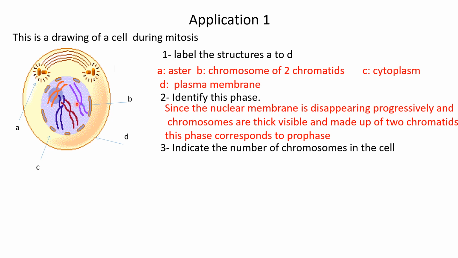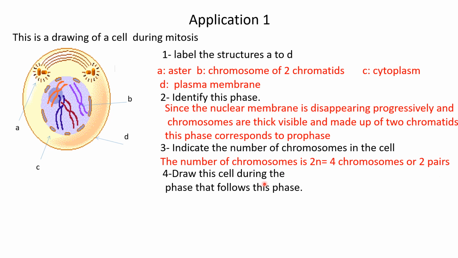Third question, indicate the number of chromosomes in this cell. Let's count them. 1, 2, 3, 4. You can say 2 pairs since every 2 chromosomes are homologous. You can see orange and brown. They form 1 pair of homologous chromosomes as well as the 2 other chromosomes. So the number of chromosomes is 2n equals 4 or 2 pairs.